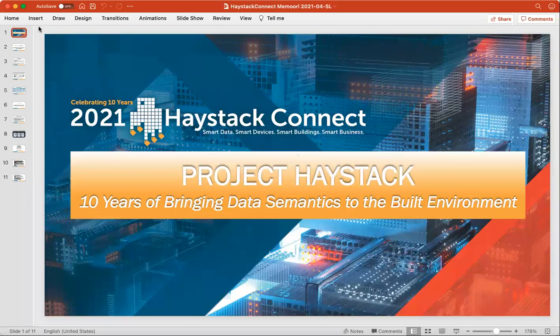And today we are discussing Project Haystack, 10 years of bringing data semantics to the built environment. So I'm very happy to welcome John Petze and Marc Petock from Project Haystack. We're going to be having a discussion with them all about Project Haystack, where it's come from, where we are now, and what's in its future. And also promoting the Haystack Connect event, which is coming up soon as well. So we'll be going through all of that soon.